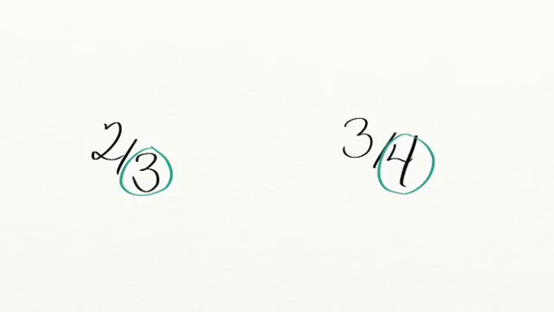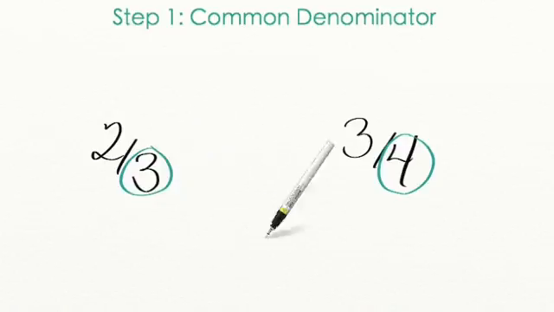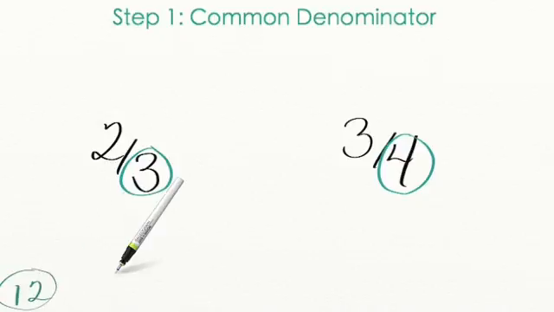Step 1 for comparing fractions. You need to find a common denominator for the fractions that you're comparing. One way to find a common denominator is by multiplying your two denominators together. So if we multiply 3 times 4, we get the number 12. So that's a common denominator that we can create for our two fractions.